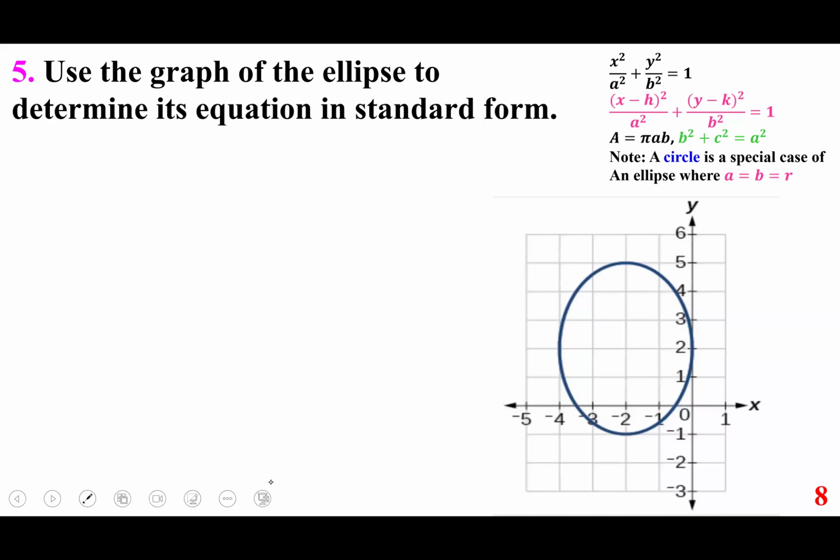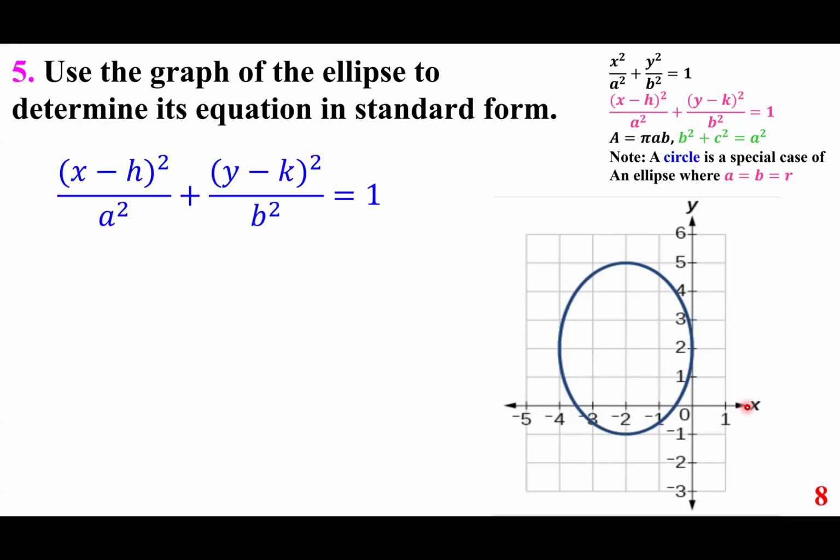All right, so what happens here, we are given the graph, so use the graph to determine the equation in standard form. Okay. First and foremost, we notice the center is not at 0, 0, so we're going to use this formula, x minus h quantity squared over a squared plus y minus k quantity squared over b squared equals 1. So here's the center, and x is -2, y is 2. So first, location of the center is important.